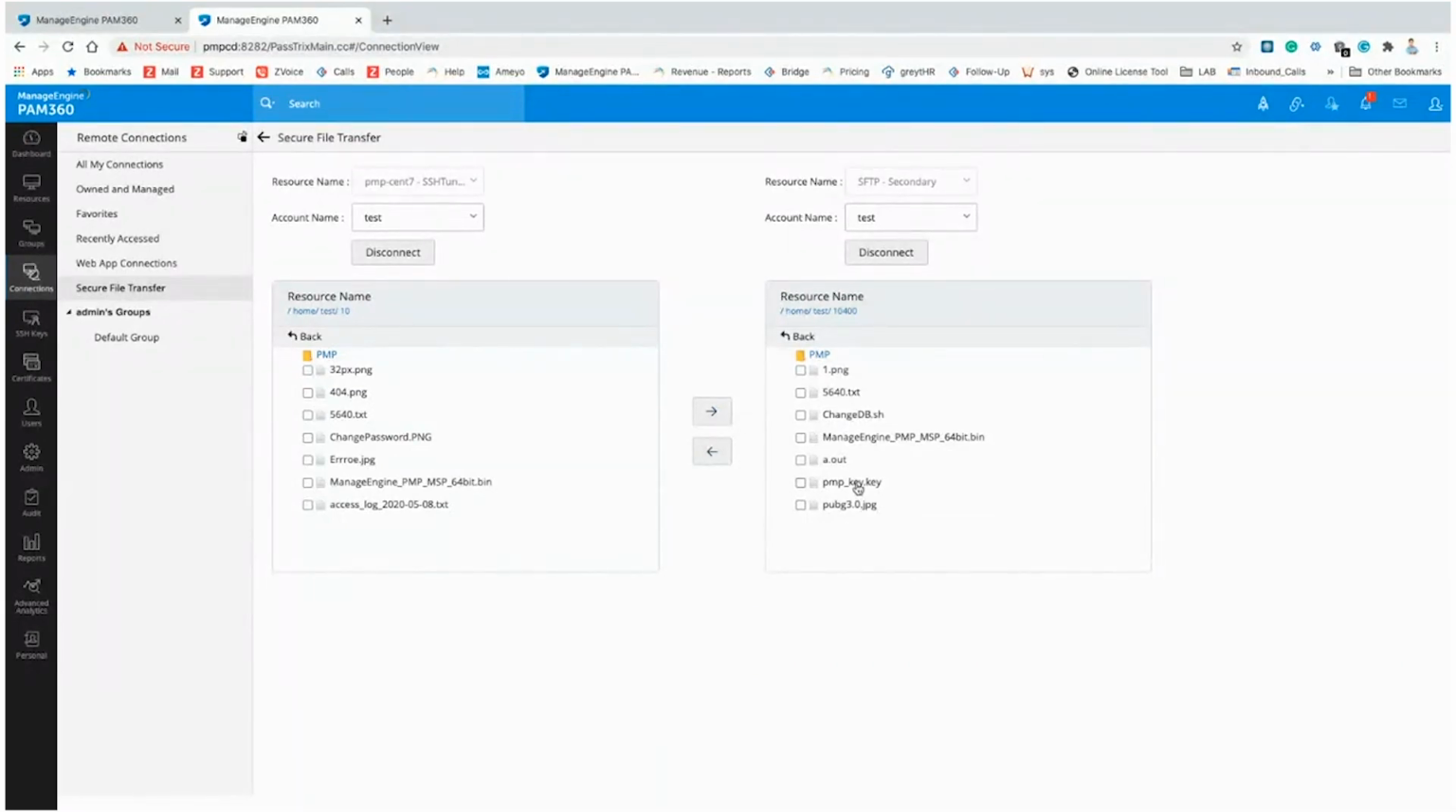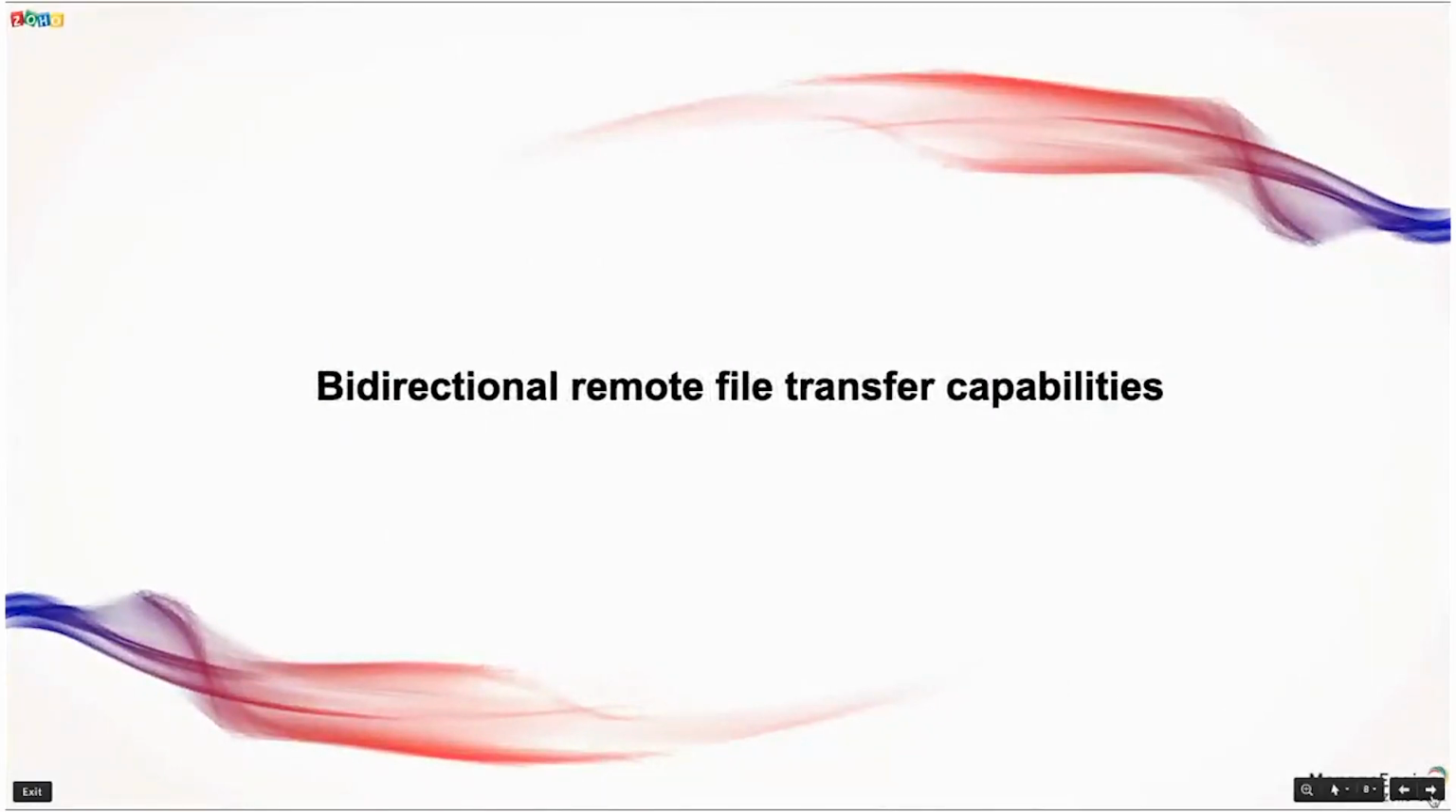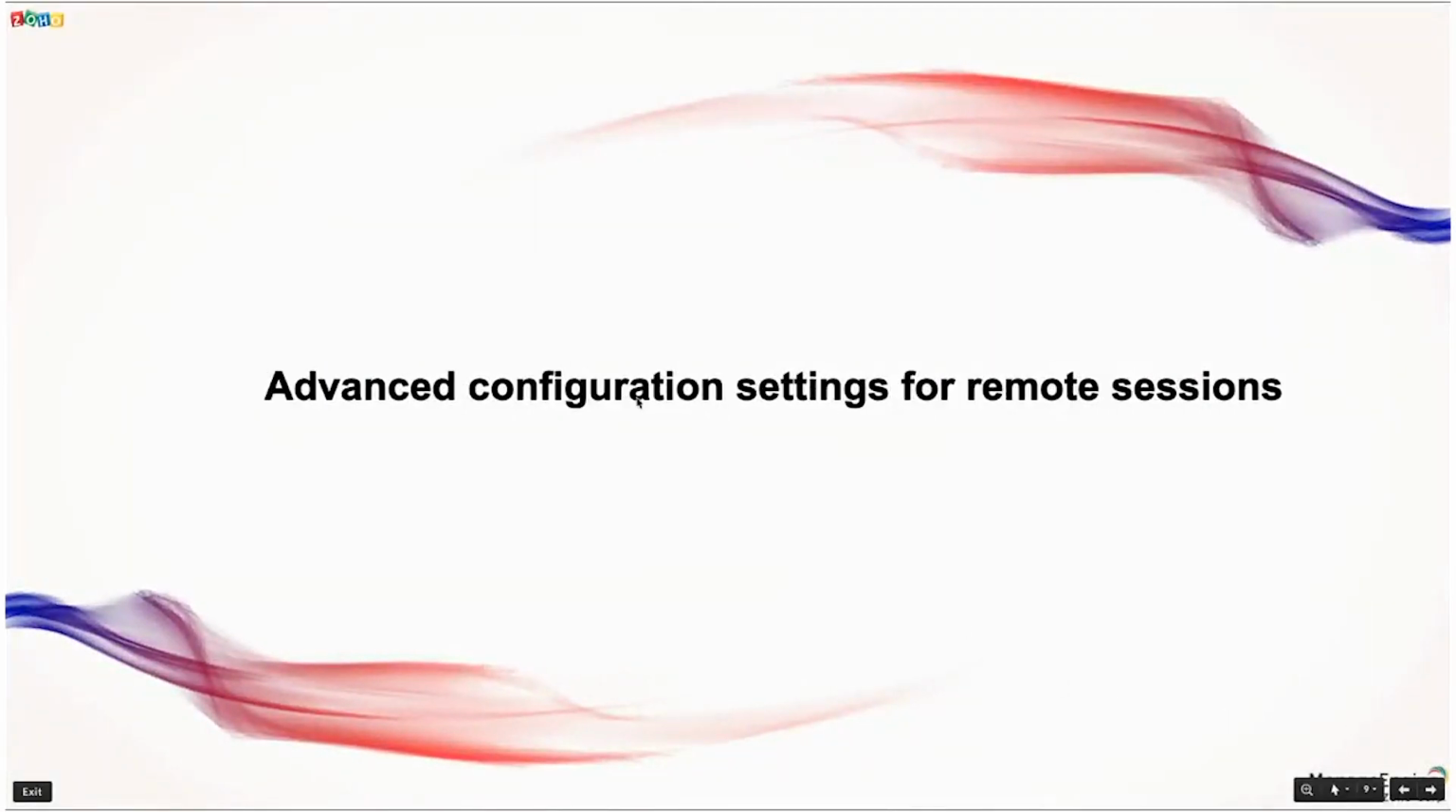And the same way, I can also take a file from here and move it to this destination. This way, you will be able to transfer files between different systems using the PAM360 interface. The only requirement for this simple file transfer to work is you need to have an SFTP program installed on these machines in order for this to work. Yeah, so that's another functionality for remote access, and advanced configuration settings for remote sessions.